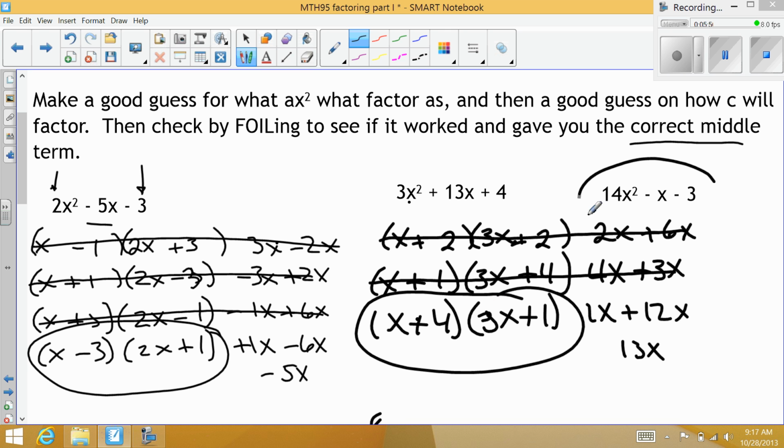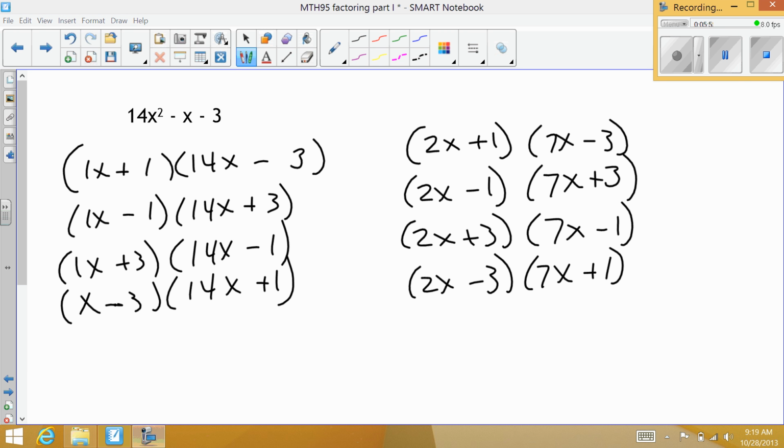Okay, why don't you give this one a try while I pause, and then we'll come back and see if we get the same result. Wow, this one sure had a lot of combinations, didn't it? So here's my list, and a couple hints on how we might be able to shorten the process, because we've got 8 combinations to find.